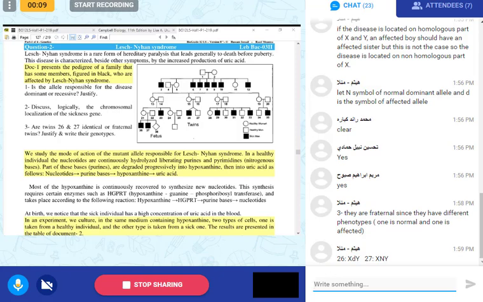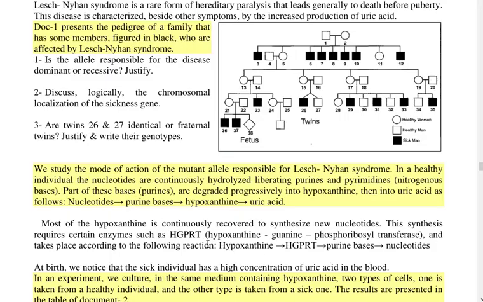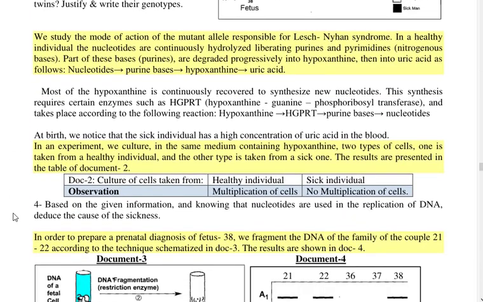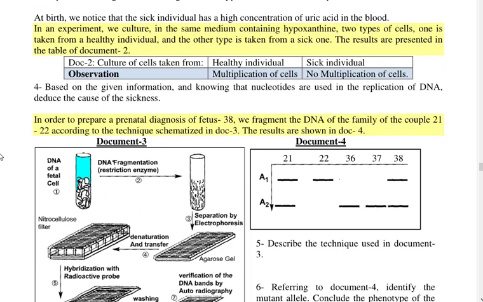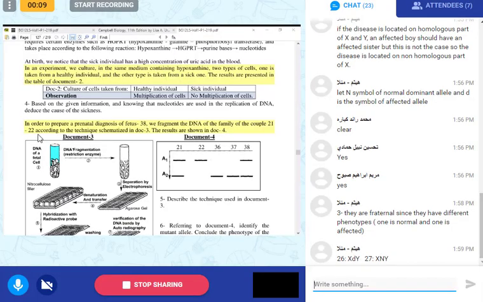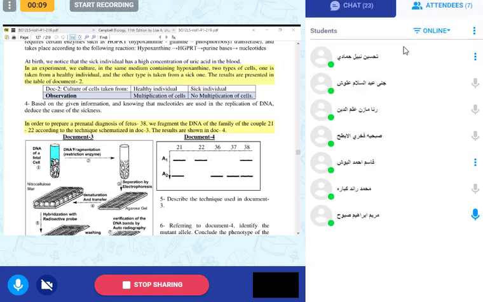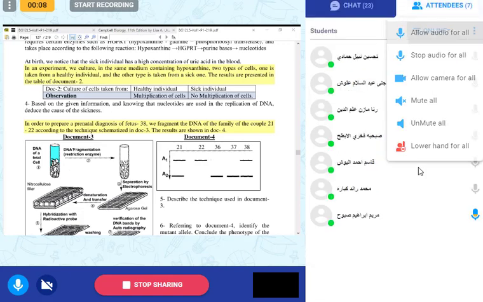Okay, at birth we notice that the sick individual has a high concentration of uric acid in the blood. What does that mean, Mariam? He has high uric acid in the blood. It means there is an abnormality: HGPRT is not converting the hypoxanthine back into nucleotides, right? And all the hypoxanthine is converted into uric acid. Yes.